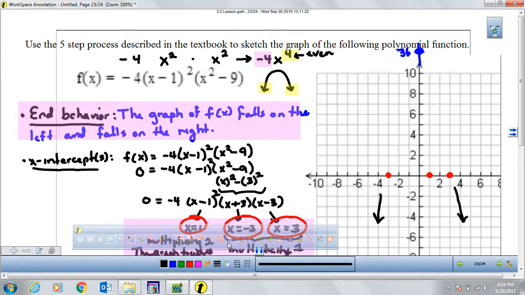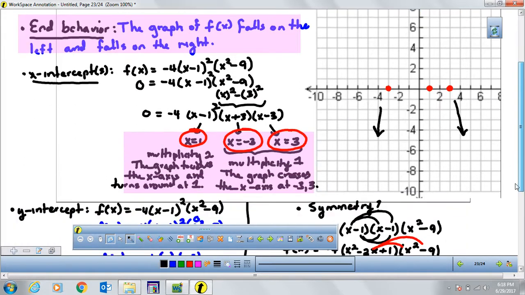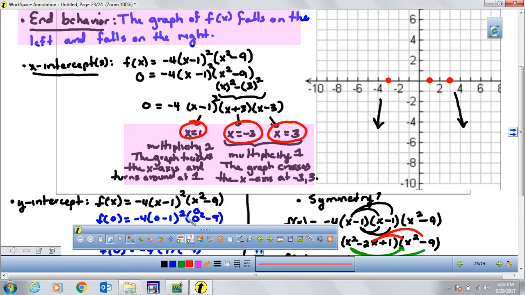Okay? So, how do we connect this? Let's go ahead and put everything together, keeping in mind what happens at the intercepts. What does it tell me what happens at negative 3? We said that at negative 3, the graph crosses the x-axis. What did we say about right here at 1? The graph touches the x-axis and turns around. So right here I'm going to put a T. And what happens back at this 3? It crosses the x-axis. So we're going to put everything together.